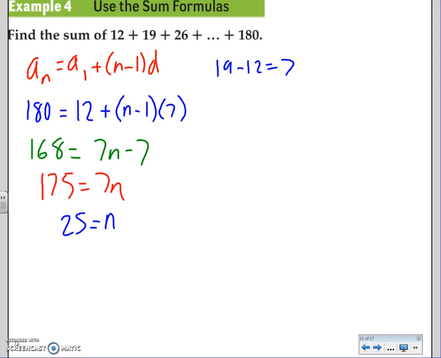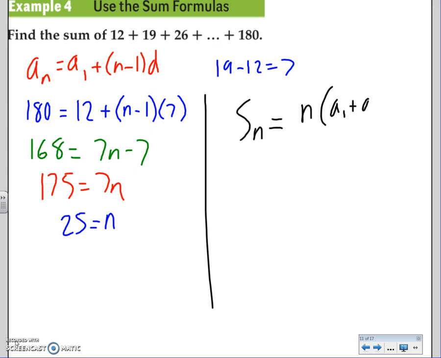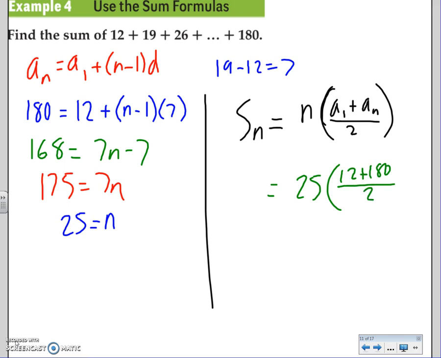So now I can use that sum formula. The sum formula was this. The sum of the series will be n times a1 plus a2n all over 2. Alright, so I'm going to plug in. So there are 25 terms times the first term was 12 plus the last term is 180 all over 2. And you can use that in the calculator, and we get 2,400.